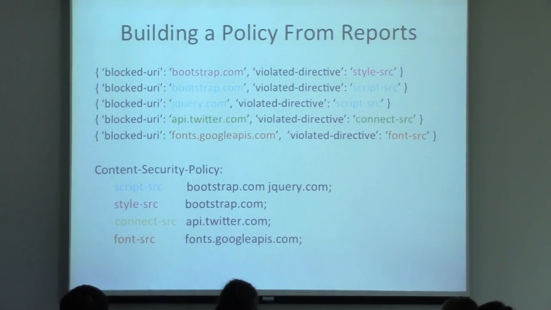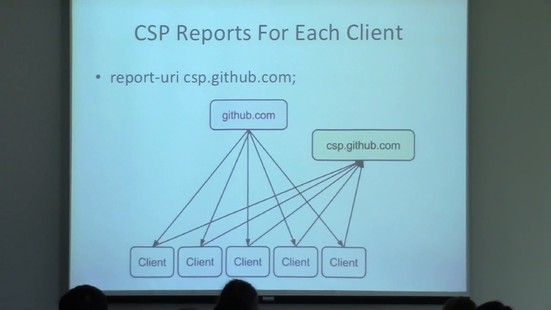Another problem you'll have is when installing a policy, every single client of yours is going to receive this policy, and so if there is something wrong with the policy, you're going to receive a lot of reports. An example was GitHub, which installed a policy with a report URI at csp.github.com. Every single client that gets that policy is going to send violation reports to csp.github.com. So you're going to get a lot of duplicates and a lot of data really fast, and it can be frustrating to go through. So when building a reporting and policy mechanism, it's important to have some sort of aggregation function so you're not just looking at the same data over and over and over.